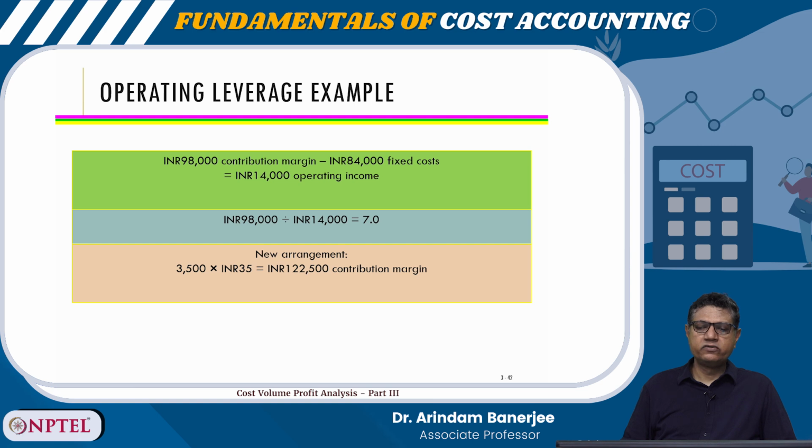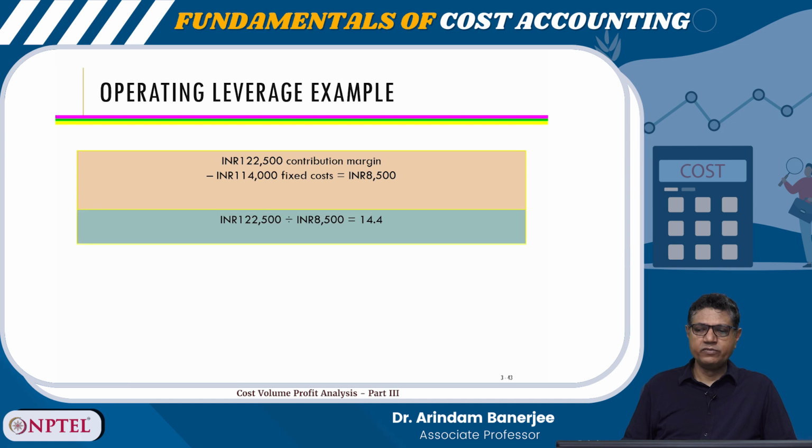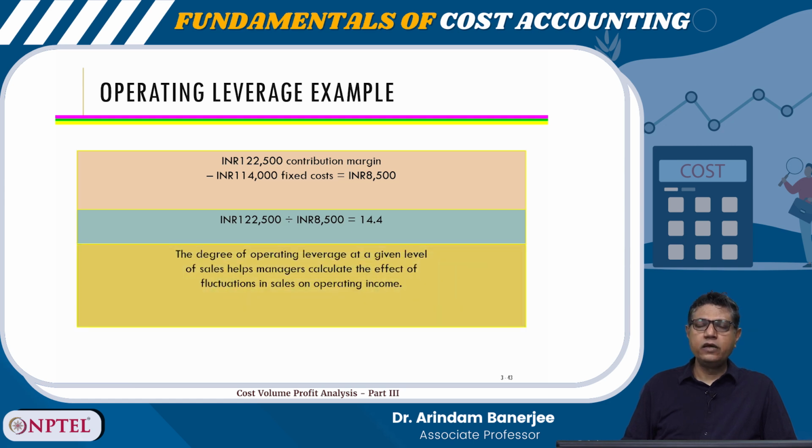Under the new arrangement, 3,500 into rupees 35 is 1,22,500, the contribution margin. 1,22,500 contribution margin minus 1,14,000 fixed cost, so my profit is 8,500. My operating leverage is now 1,22,500 divided by 8,500, that is 14.4. The degree of operating leverage at a given level of sales helps managers calculate the effect of fluctuations in sales on operating income.